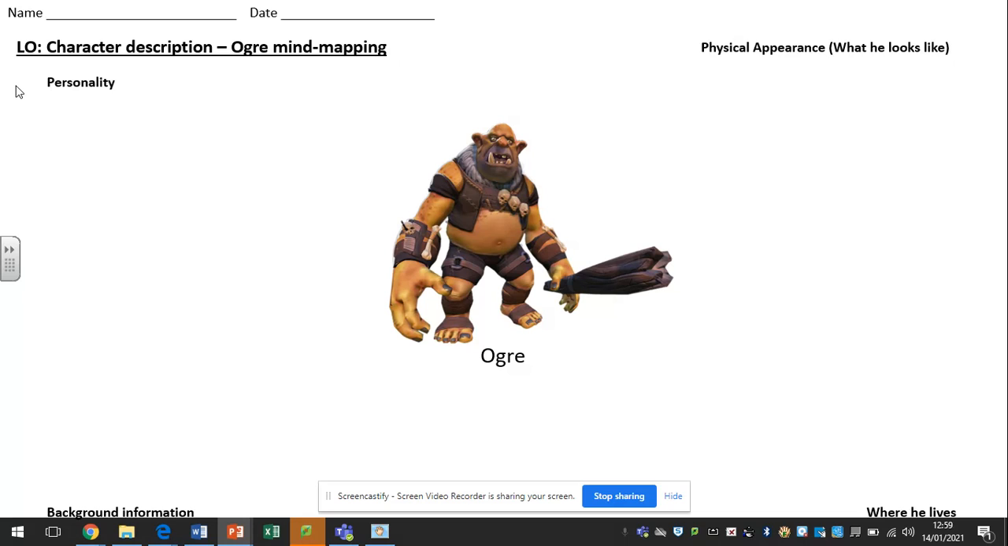Then you've got their personality. What are they actually like? Are they kind? Are they generous? Are they vicious? Are they nasty? Are they cruel? What are they like? Then a bit of background information. So, sort of things that they eat, sort of things that they've done, how they get on with other people.